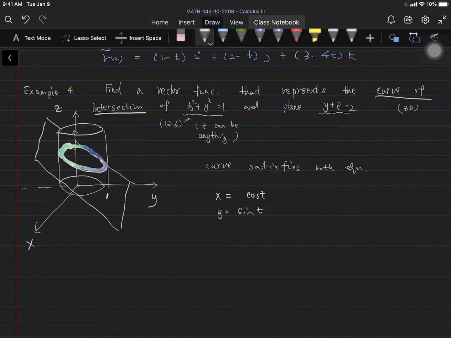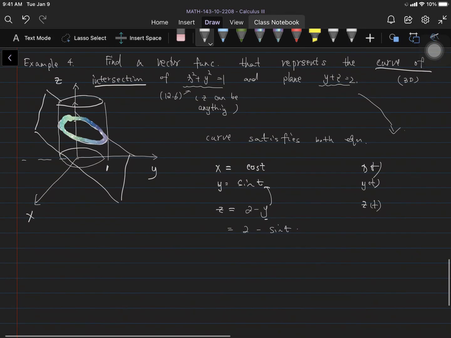And we also want to find the z. z equals what? From here, you can see z equals 2 minus y. But in our parametric form, they have to be all functions in terms of t, like z(t) in terms of t. So we cannot have y here, but we can replace y by y equals sine t. So that is z.